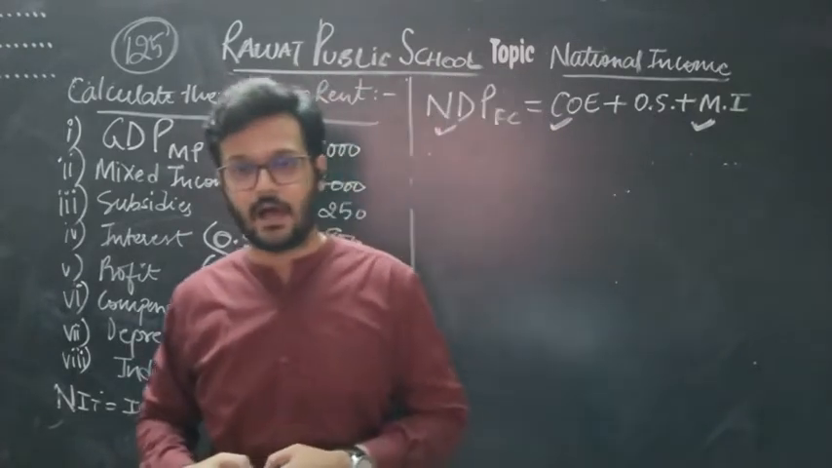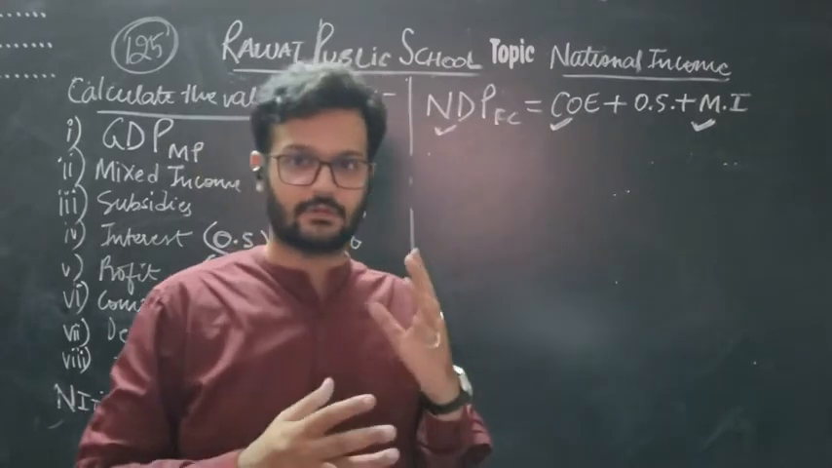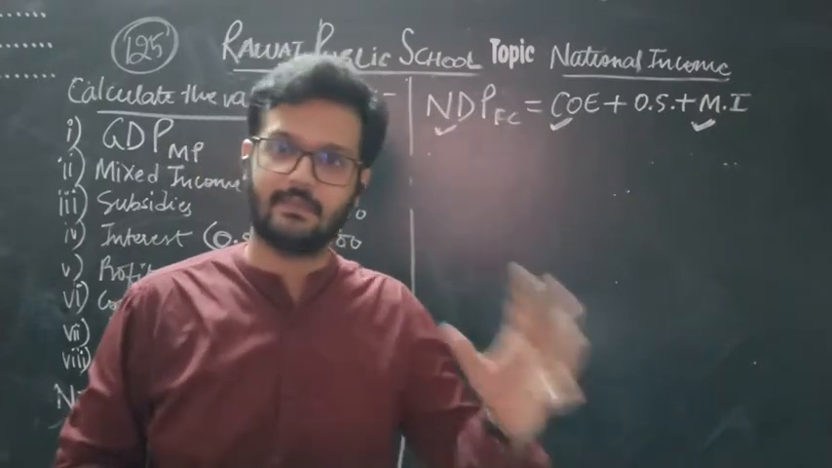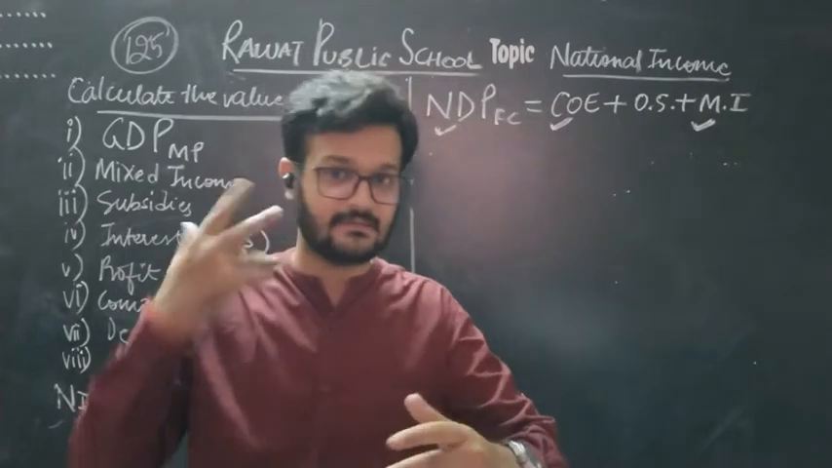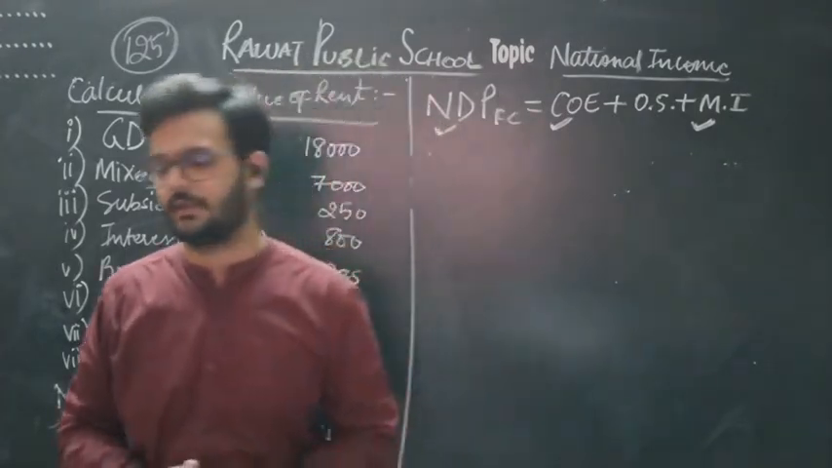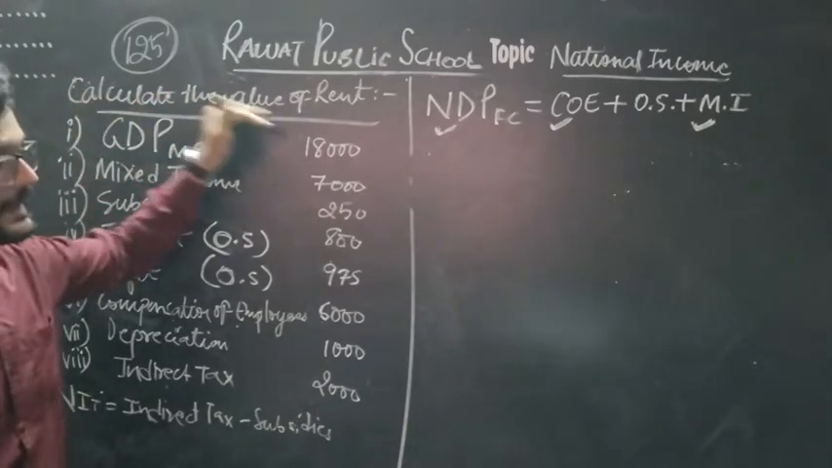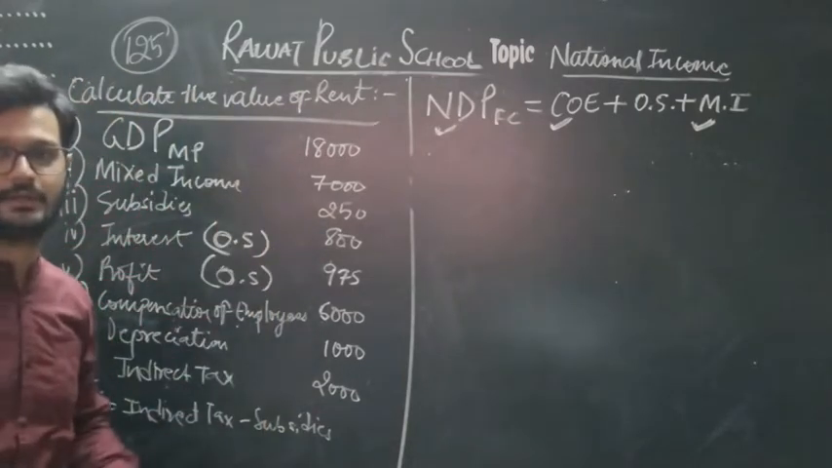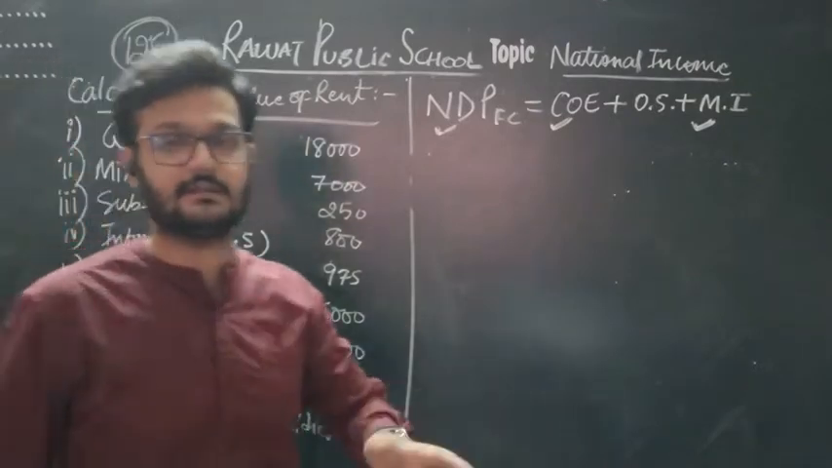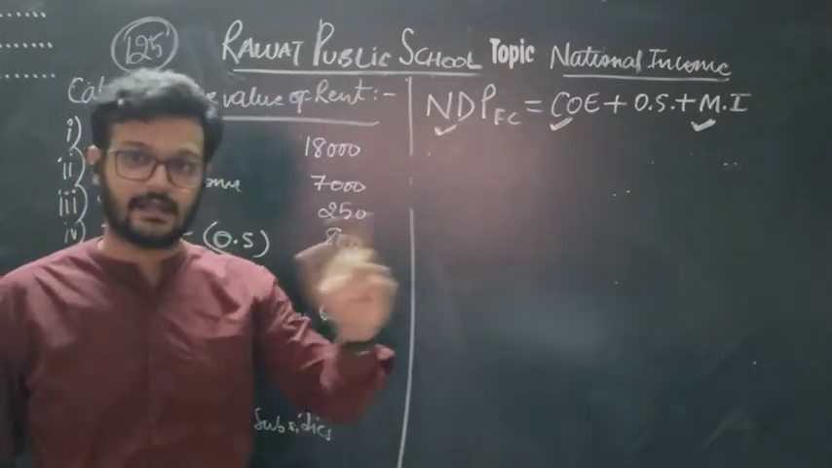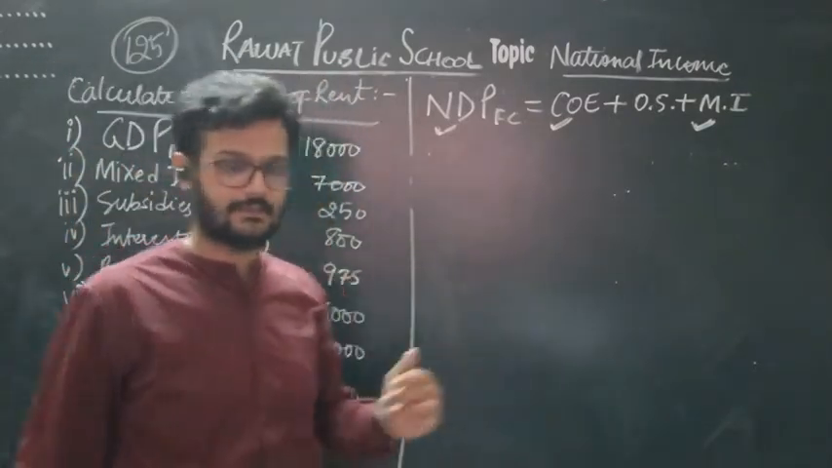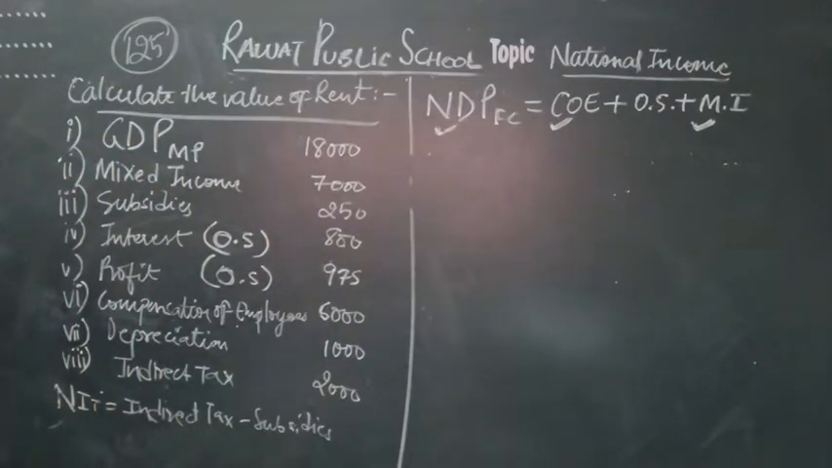So let's see how reverse calculation is done, or how the same method, the same concept, is asked differently in examination. Let's see what the question is. The question available to us is: calculate the value of rent. We don't have to calculate national income, GDP, etc. Rent we have to calculate. Let's see how it is done.